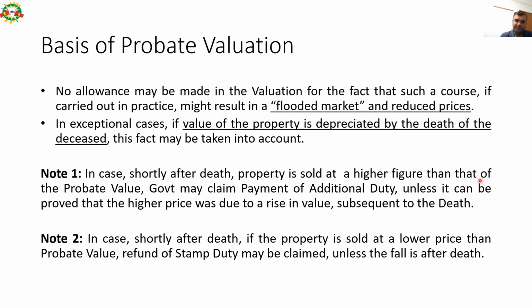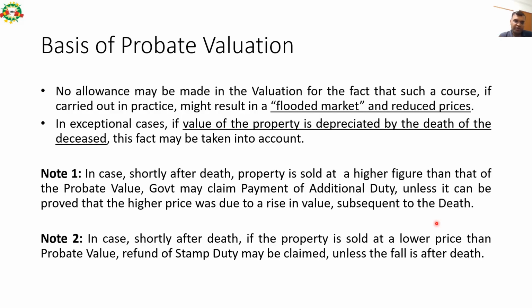So please note these two notes: in case shortly after death, immediately after death, the property is sold at a higher figure than the probate value. So the valuer has given a probate value of say 100 rupees, and after that the property is sold at 150 rupees. Then the government may claim payment of additional duty unless it can be proved that the higher price was due to a rise in value subsequent to the death. So if the probate valuation has been given as 100 rupees and within the next 2-3 months or 6 months the property is sold at say 200 rupees.